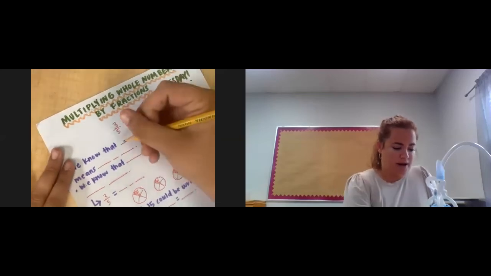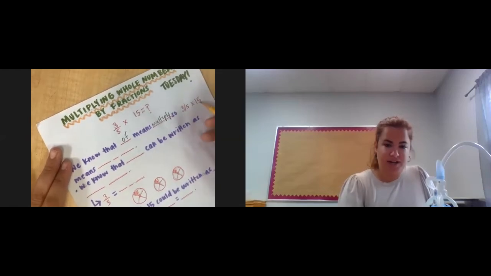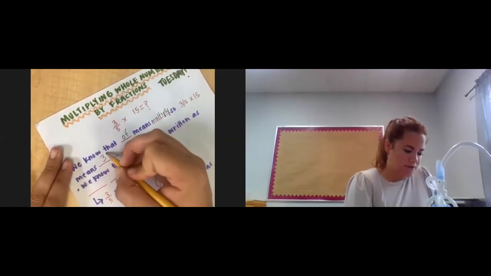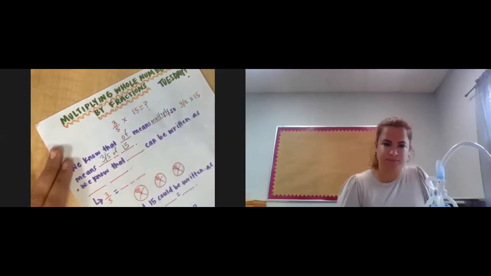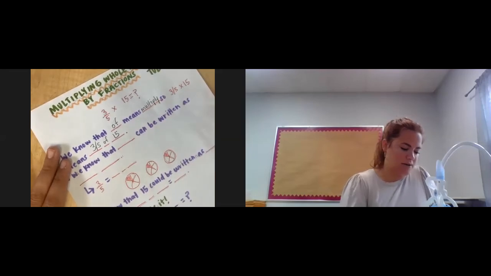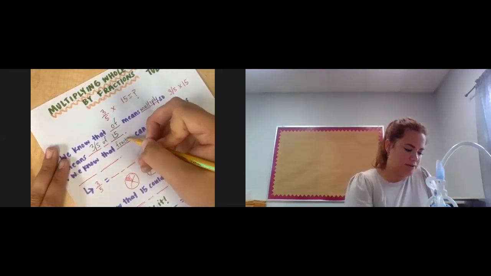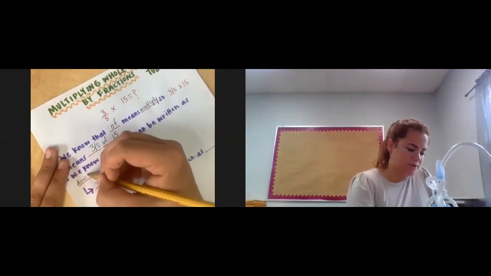So we do know that of means multiply. We learned that yesterday. So 3/5 times 15 actually means 3/5 of 15, right? We know that fractions can be written as division problems.